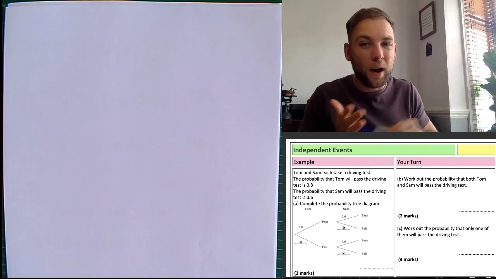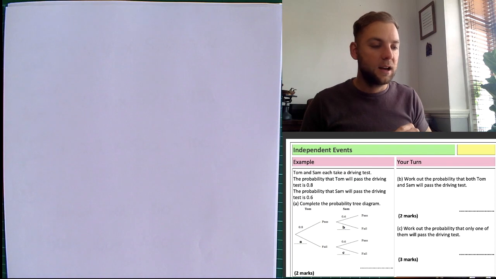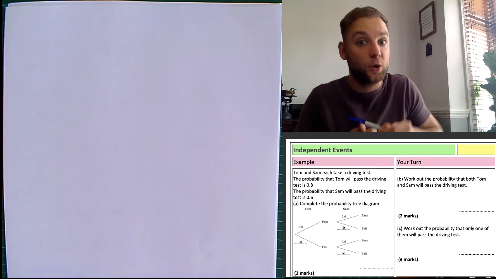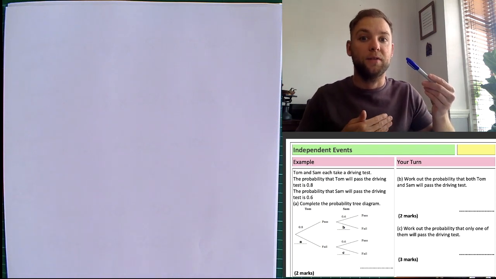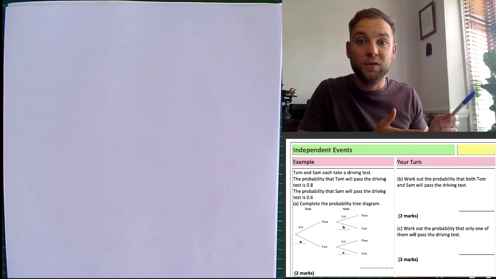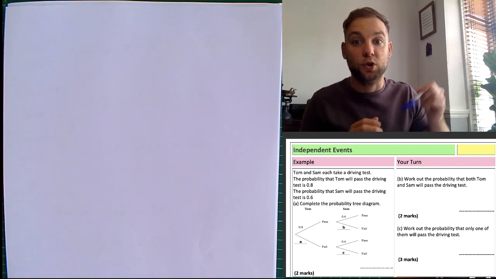So there's a few different ways we can represent independent events. We can represent them as tree diagrams. We can just think about them with all the different outcomes. But first of all, we're going to have a little look at some tree diagrams.